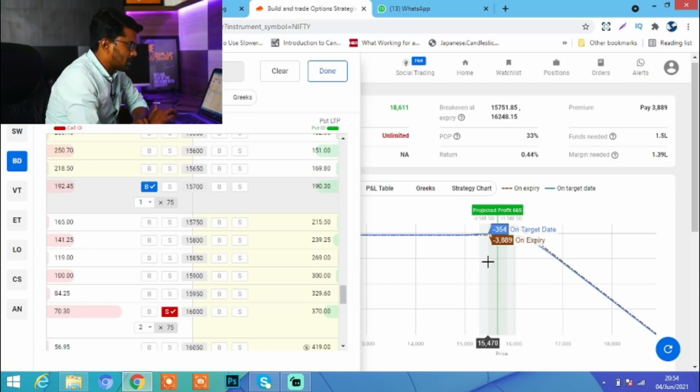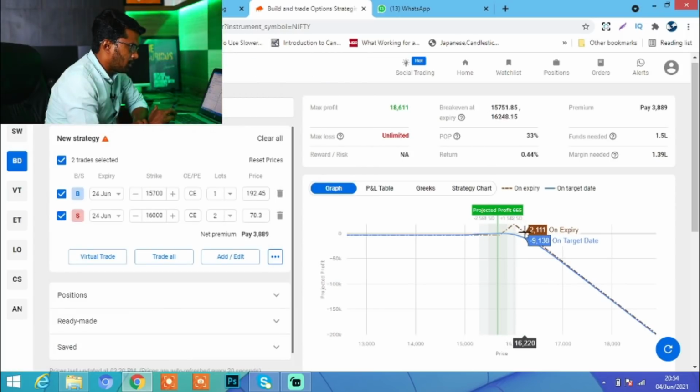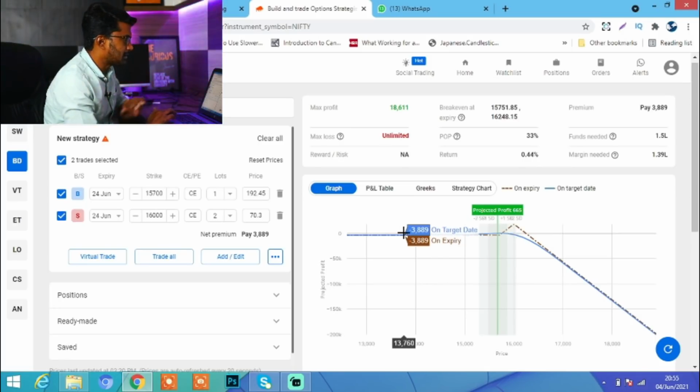Once I do this, this is how it is going to look. You don't have any problem unless the market breaches 16,248, which is our upper break even point. And on the downside you don't have to worry, you are protected because you have sold the calls. So if the market comes down you don't have to worry.